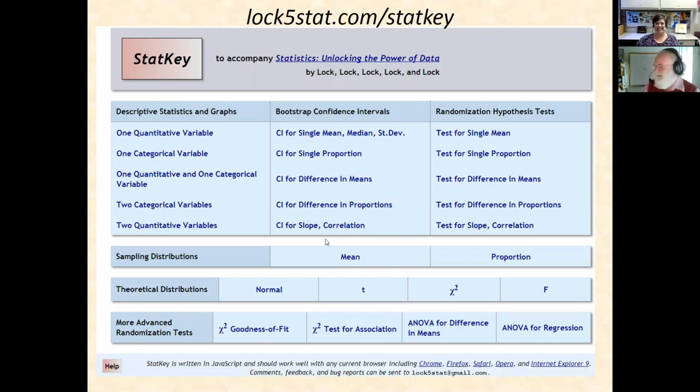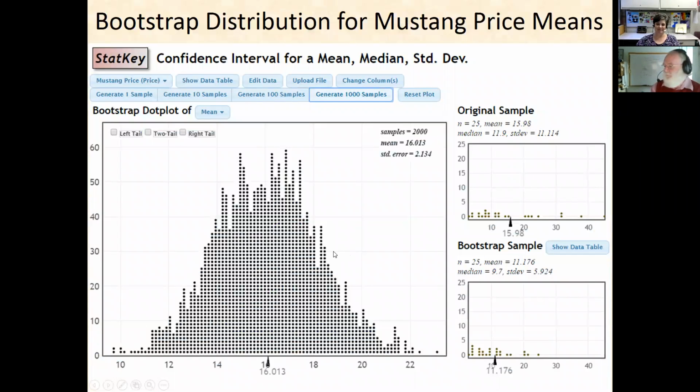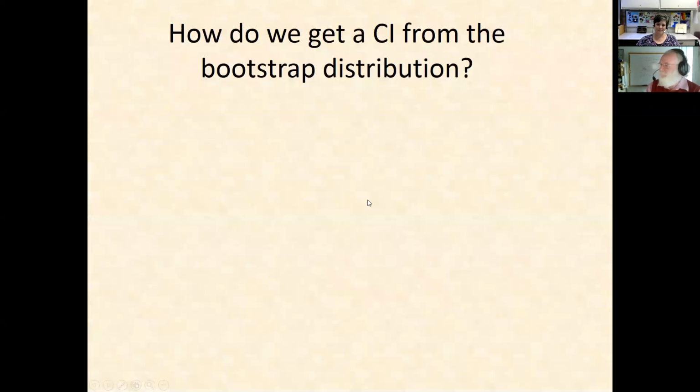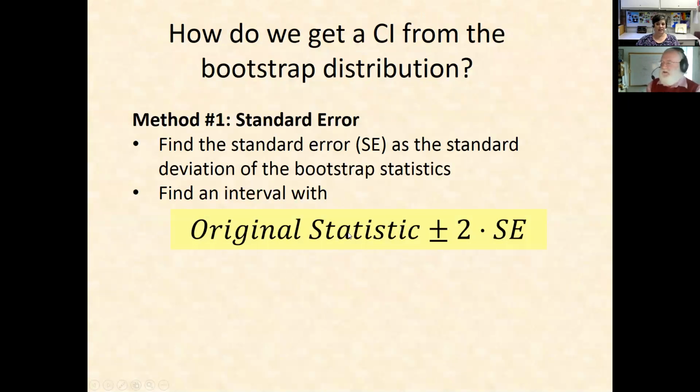Sorry about that. Okay, so here's a typical bootstrap distribution. This is slightly different than the one we saw live there. But now we want to see how to turn this into a confidence interval. And there are 2 ways we're going to do that. The first way is what I call the standard error method. The basic idea there is we want to find the standard deviation of all those bootstrap statistics.